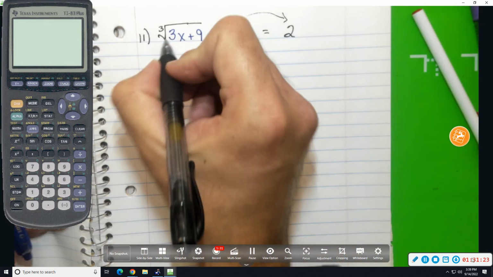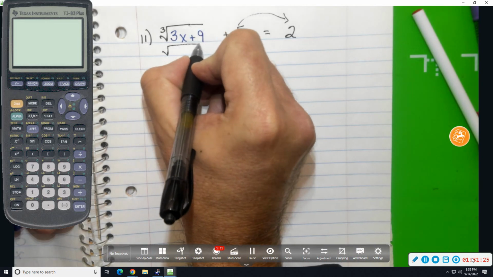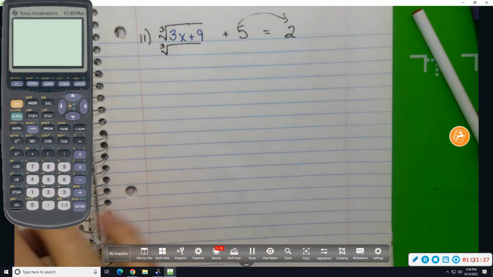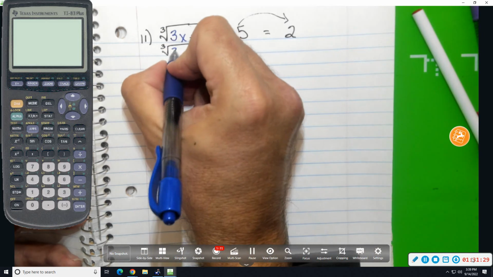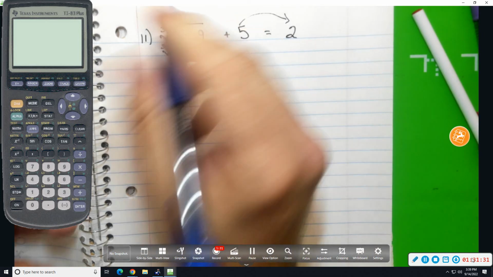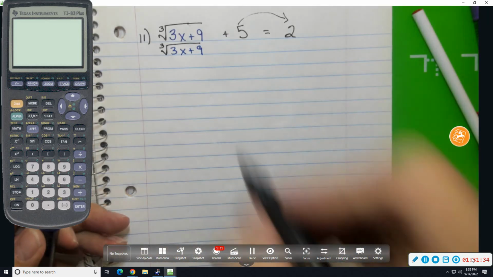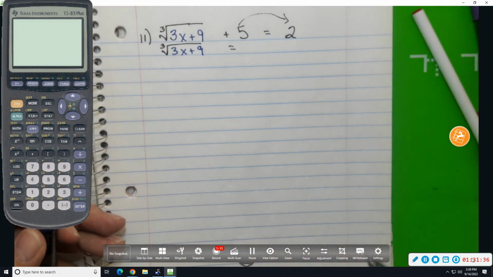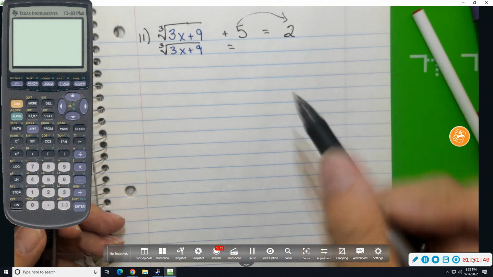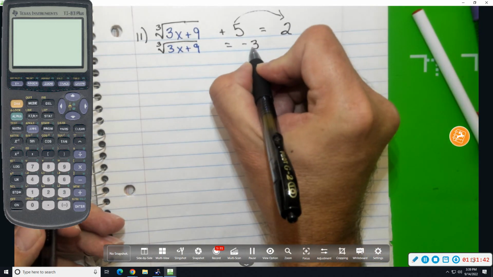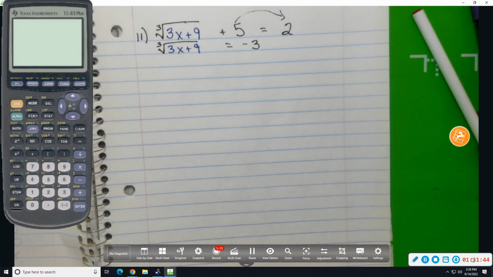So I'd have the cube root of 3x plus 9 equals 2 minus 5. Am I going to have a negative 3 on the left? Mm-hmm. If that were a square root, I'd just say no equation and stop. No solution, because that sign there is positive. But with a cube root, you can have a negative number under there.